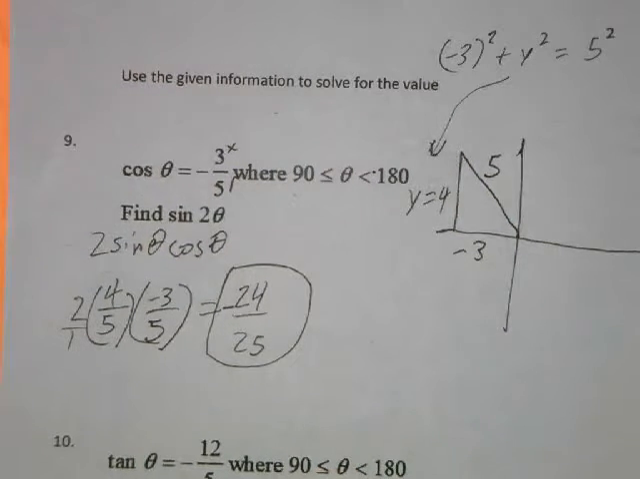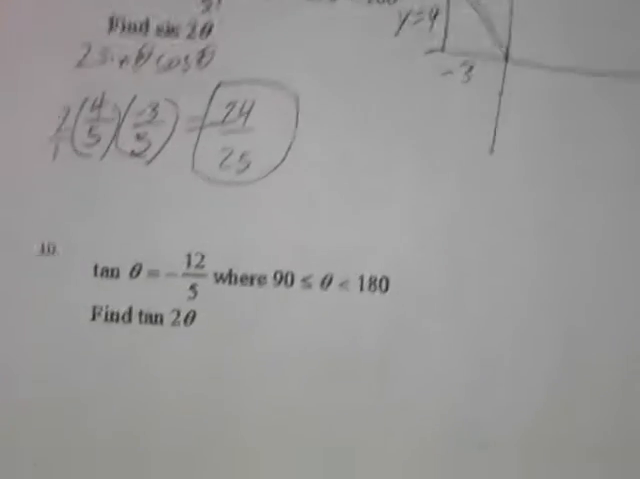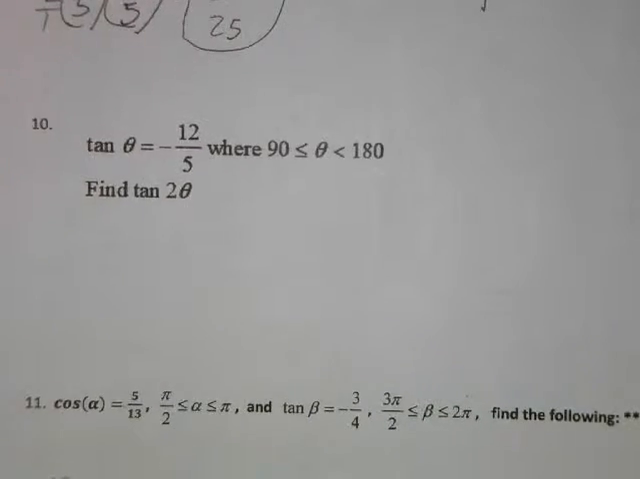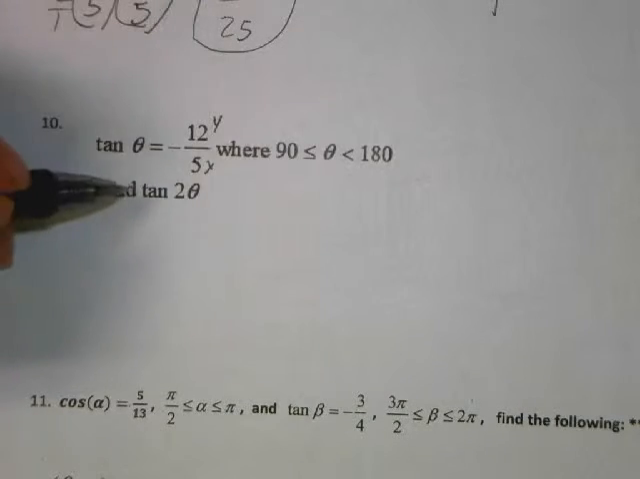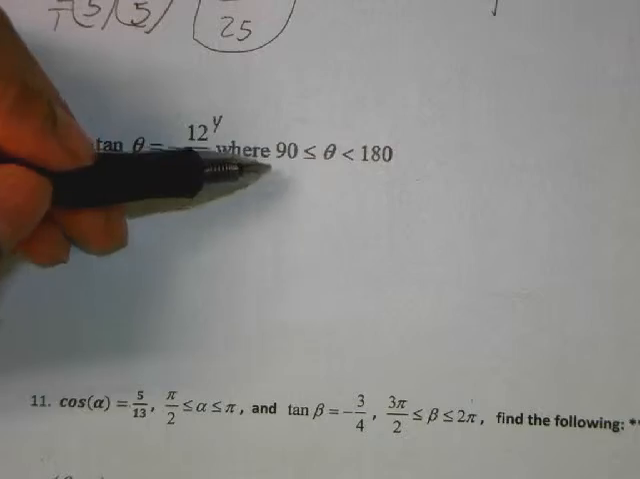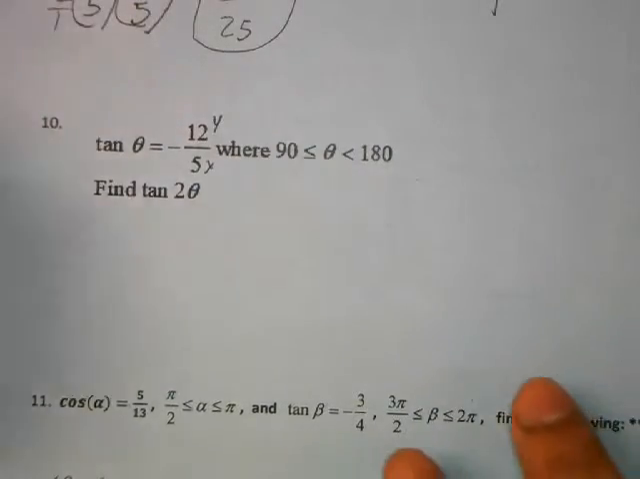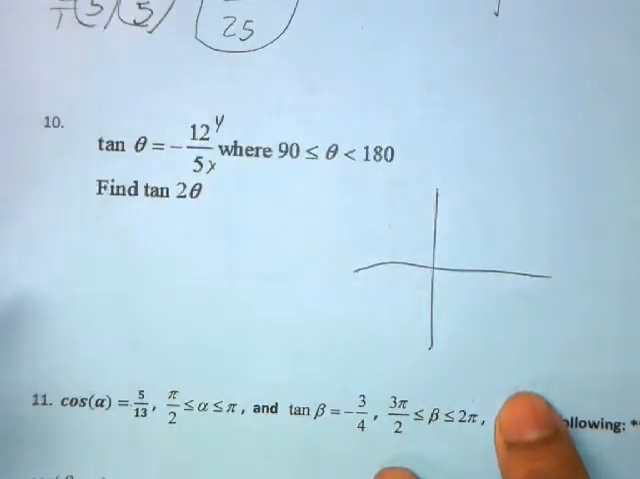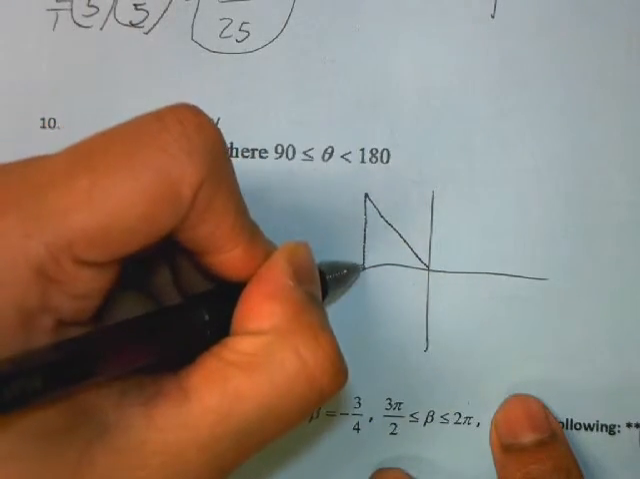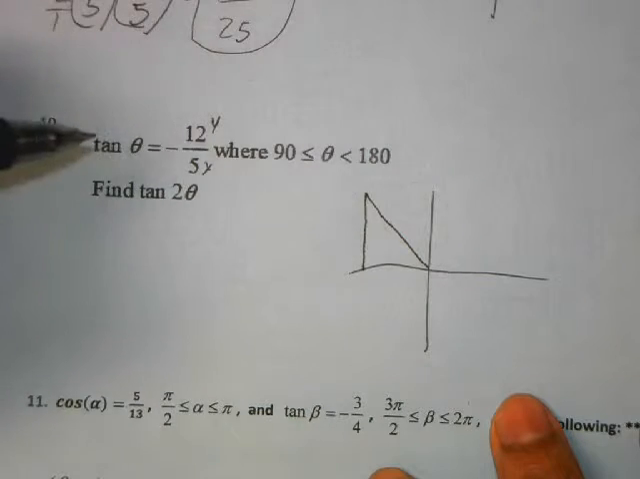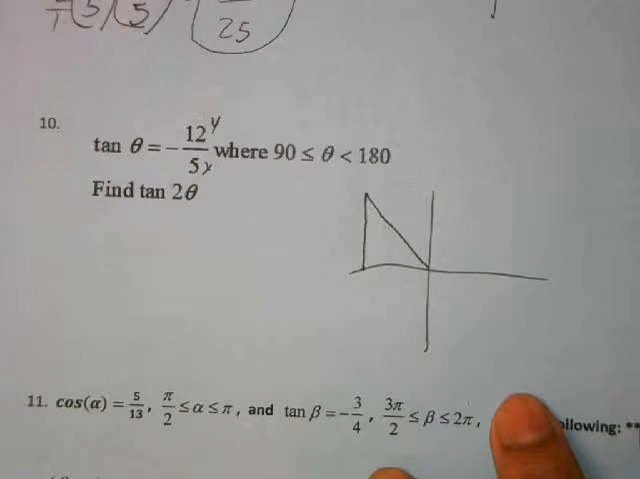All right, let's take a look at the next one. Again, triangle construction, guys. Triangles are key here. Okay, so this time I'm given a tangent, which is y over x, and they told me again what quadrant I'm in. 90 and 180 is giving me quadrant 2. Okay, so we'll go ahead and set up and solve for the whole triangle. Okay, now if we start by filling in this whole triangle, we can easily solve this question.